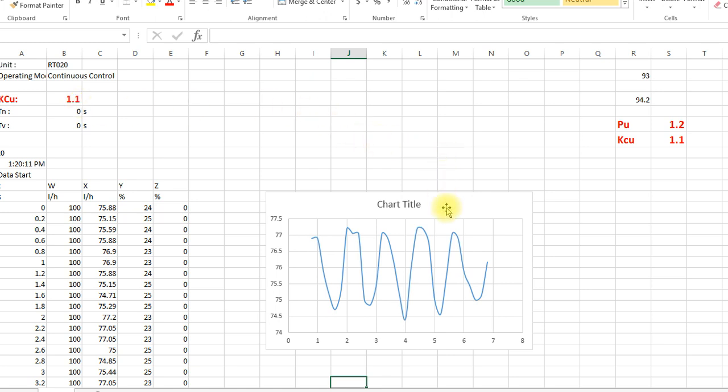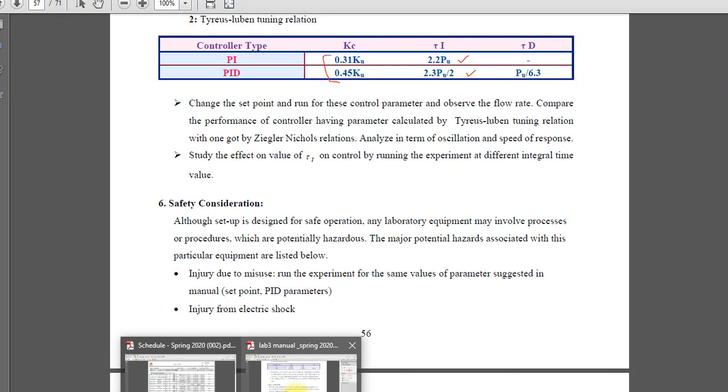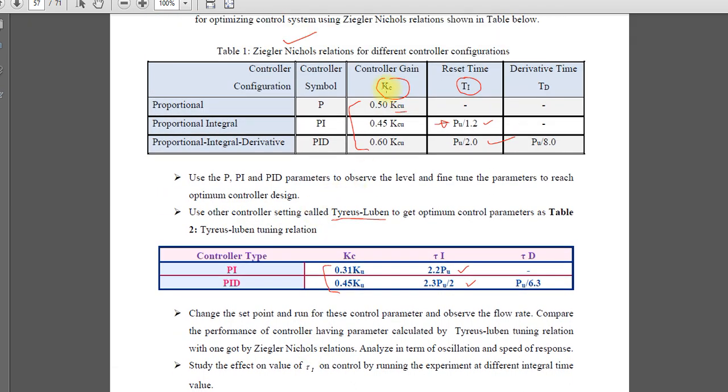Now to get the ultimate period, you can read the time, x-axis is time, 4.6 and 5.6, so around 1. So your Pu is around 1 or 1.2, whatever. So based on this value Pu and Kcu, you can calculate the value of these parameters Kc and tau I.